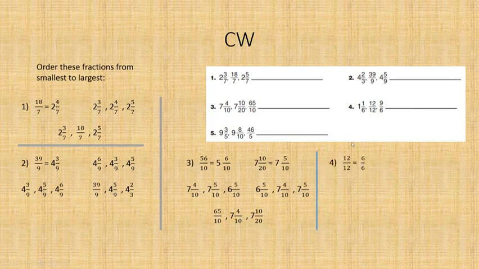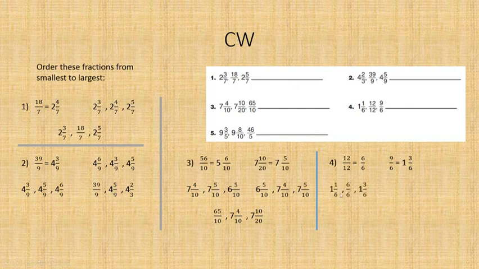Here I have 1 and 1 over 6, 12 over 12, 9 over 6. So first I have to change this 12 over 12 to be 6 over 6 to have the same denominator. And after that I have to change this 9 over 6 into a mixed number. So how many sixes are there in 9? It's only one 6. And after 6, 7, 8, 9. So it's going to be 3 over 6. So it's going to be 1 and 3 over 6.